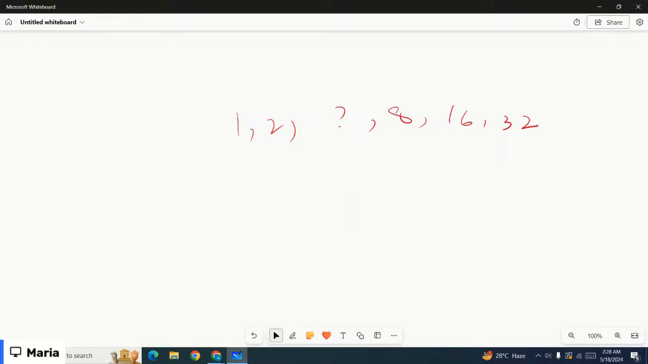That is again a geometric sequence, right? Because the pattern is growing by a constant multiplier. 1 times 2 is 2, 8 times 2 is 16, and 16 times 2 is 32. So there you need to multiply by 2. 2 times 2 is 4. The missing number is 4, right?